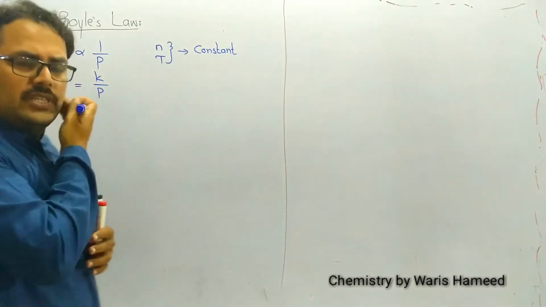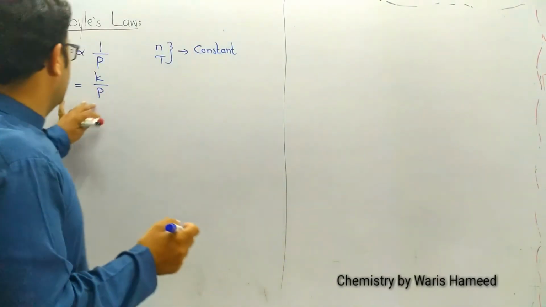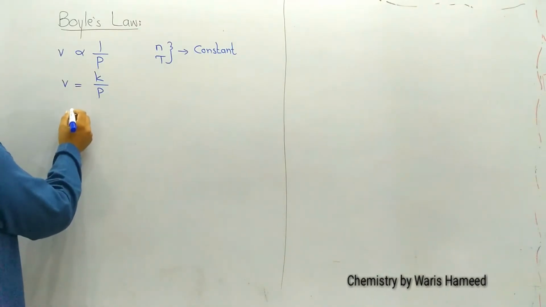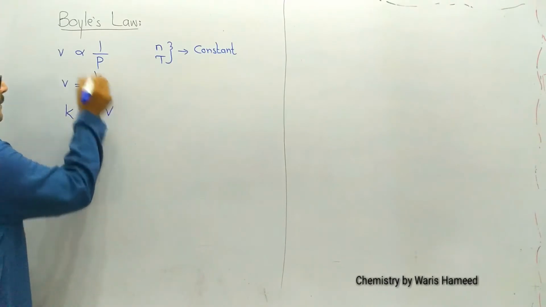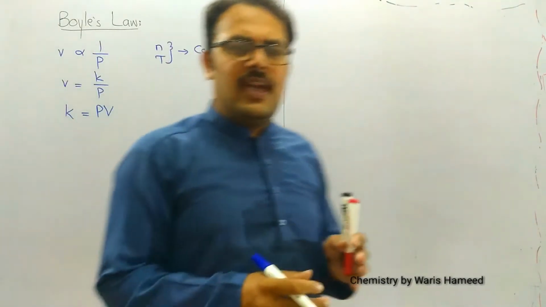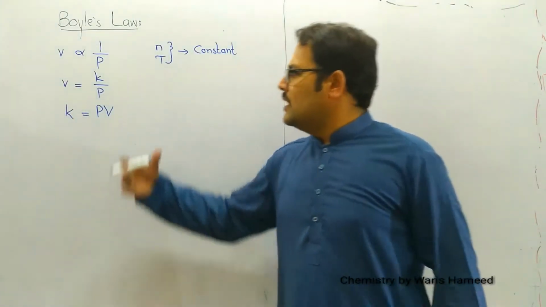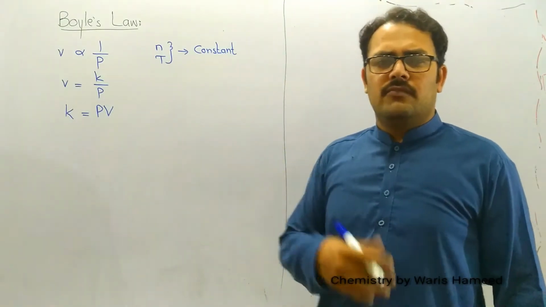Here K is actually the constant, and rearranging it, K is equal to PV. And this constant will have the same value if we change pressure or volume with time.